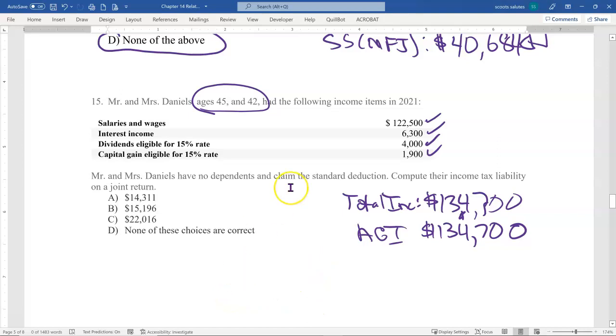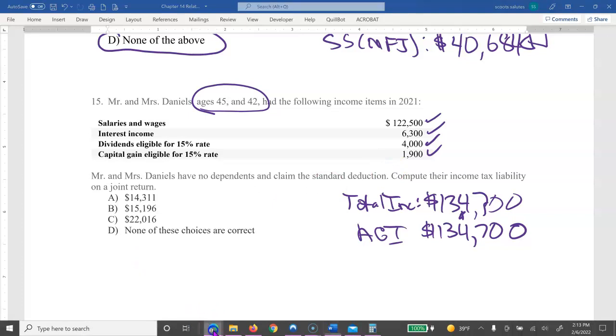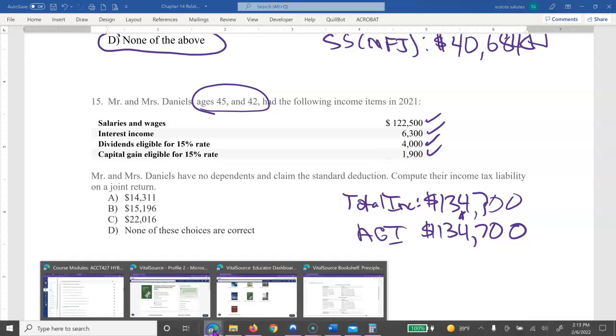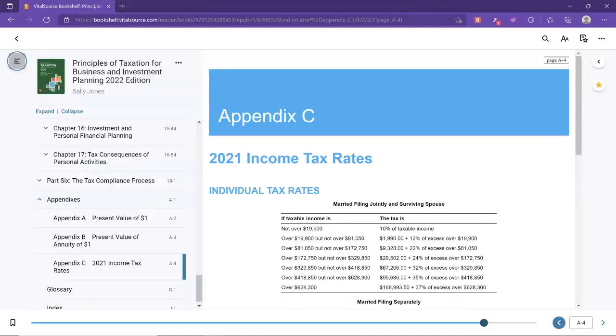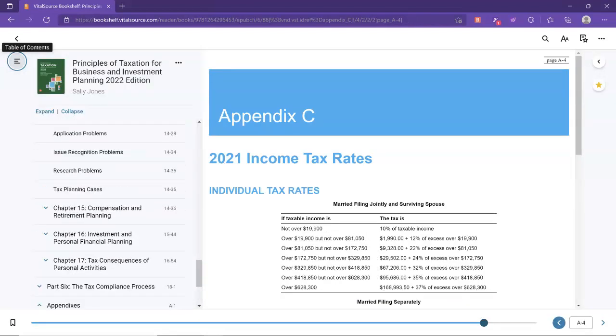So you notice their itemized deduction total, well, it even says they didn't bother with that, right? They're going to use the standard deduction. So let's come over here. Probably need to go back into my chapter. Let's come back up here to chapter 14.